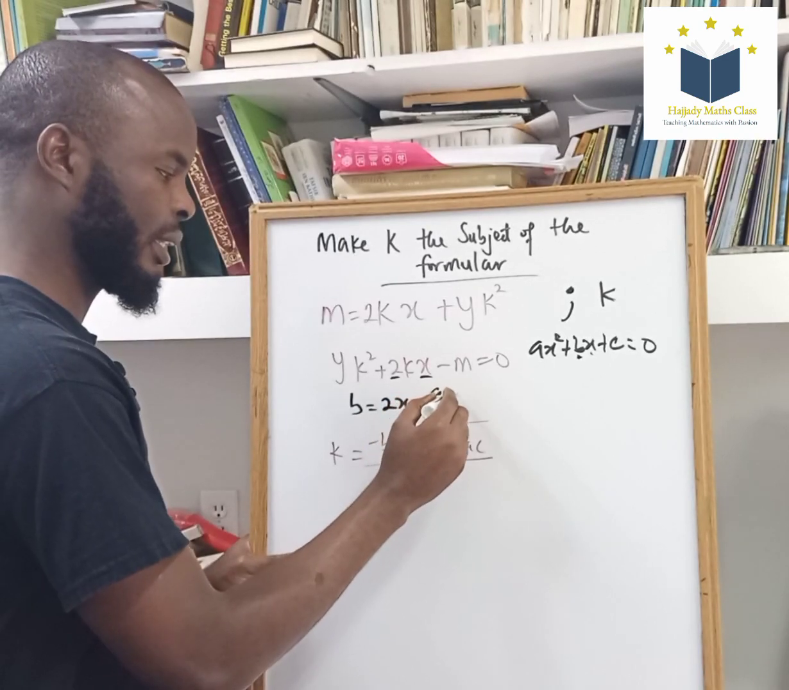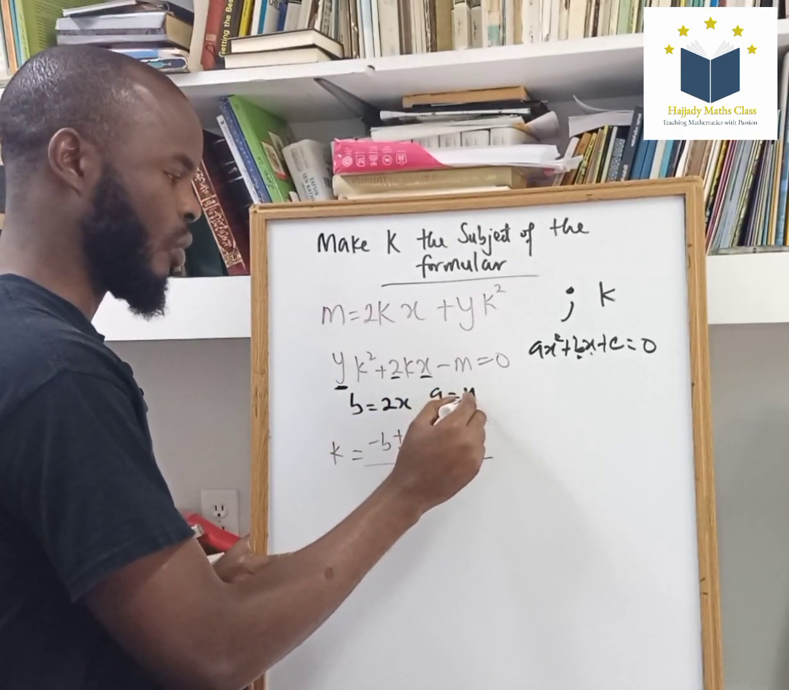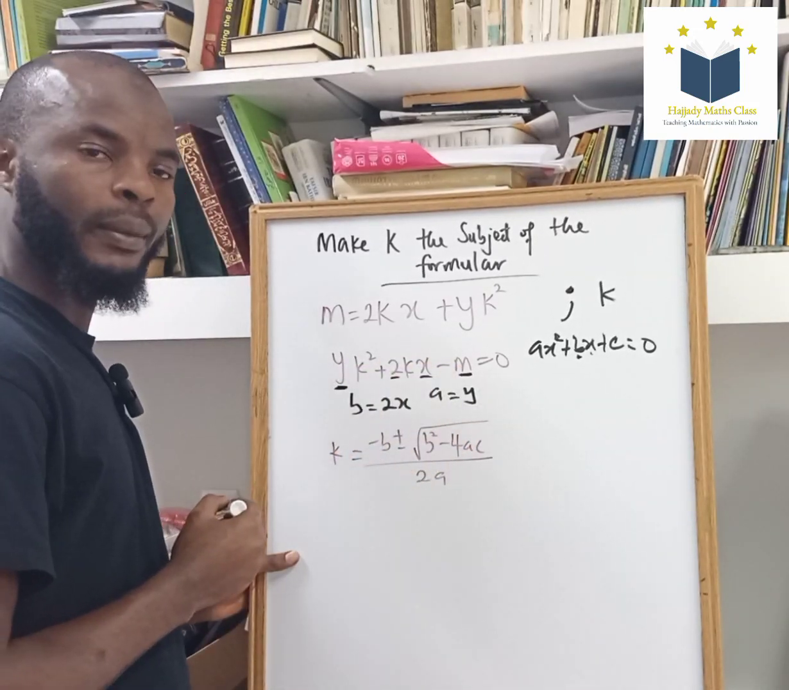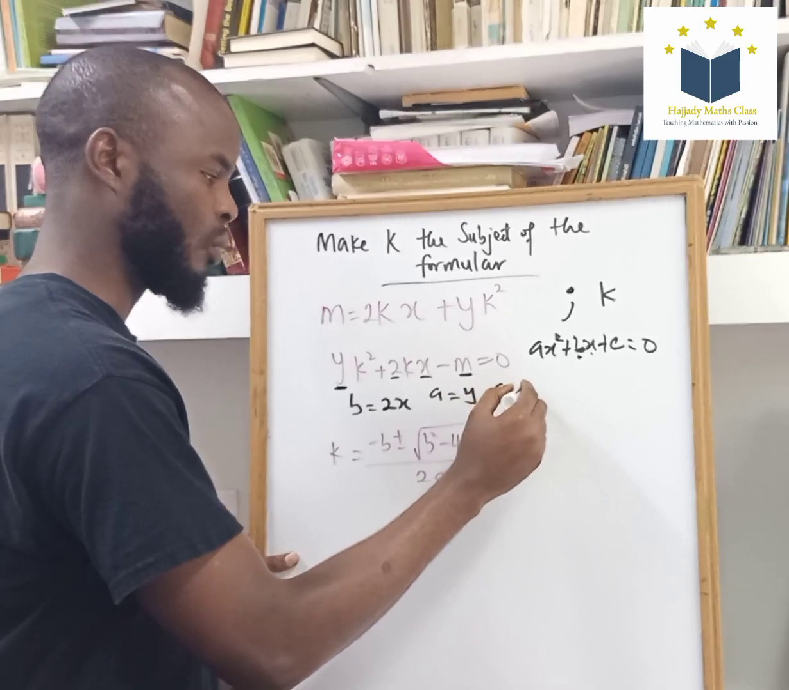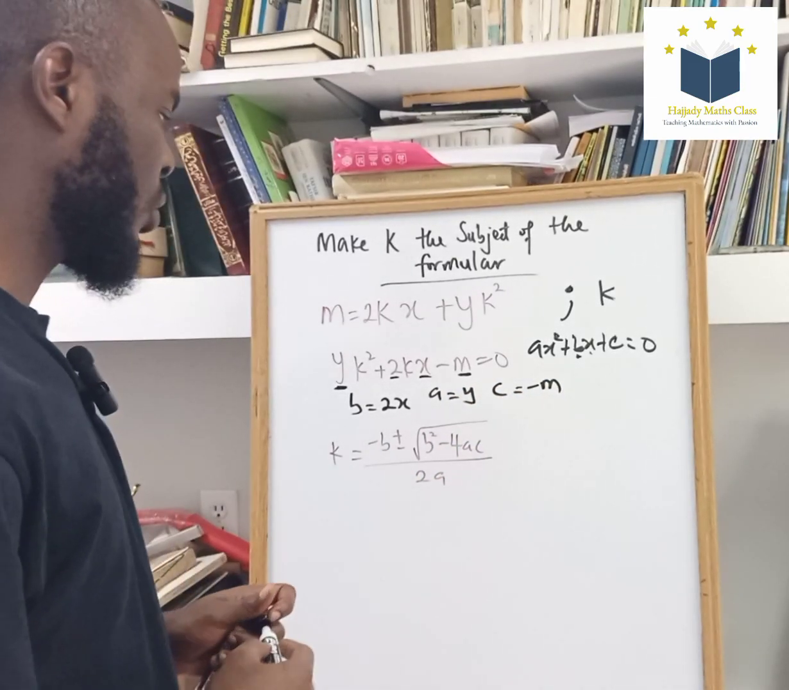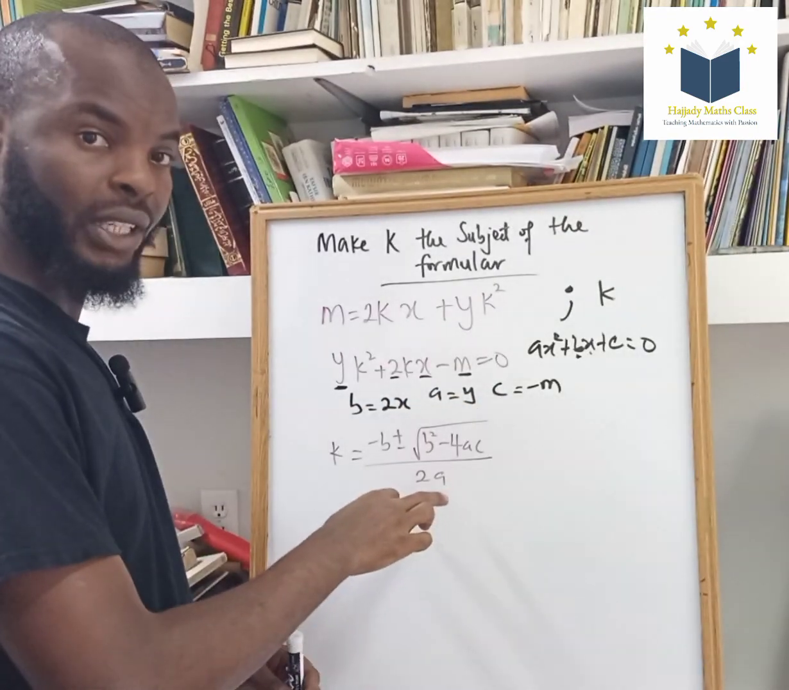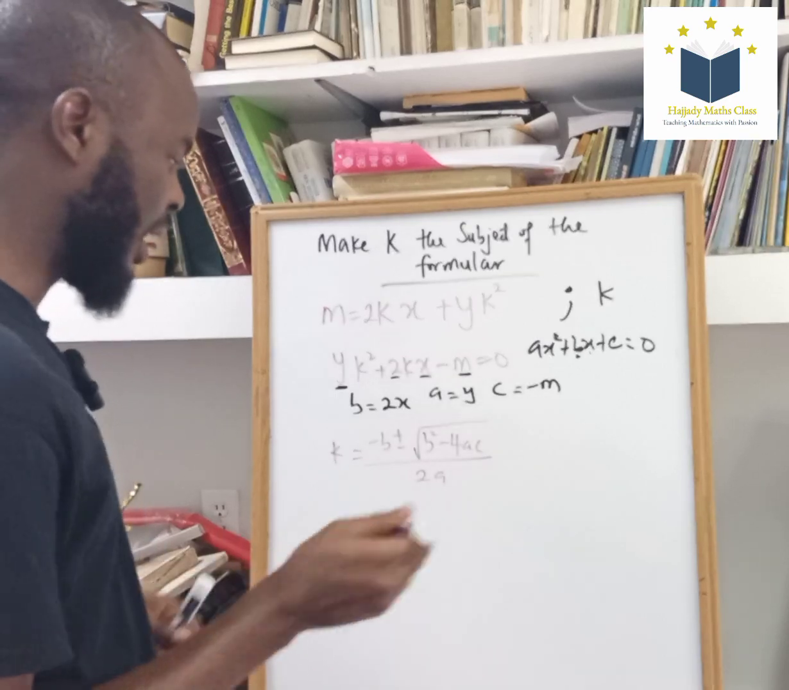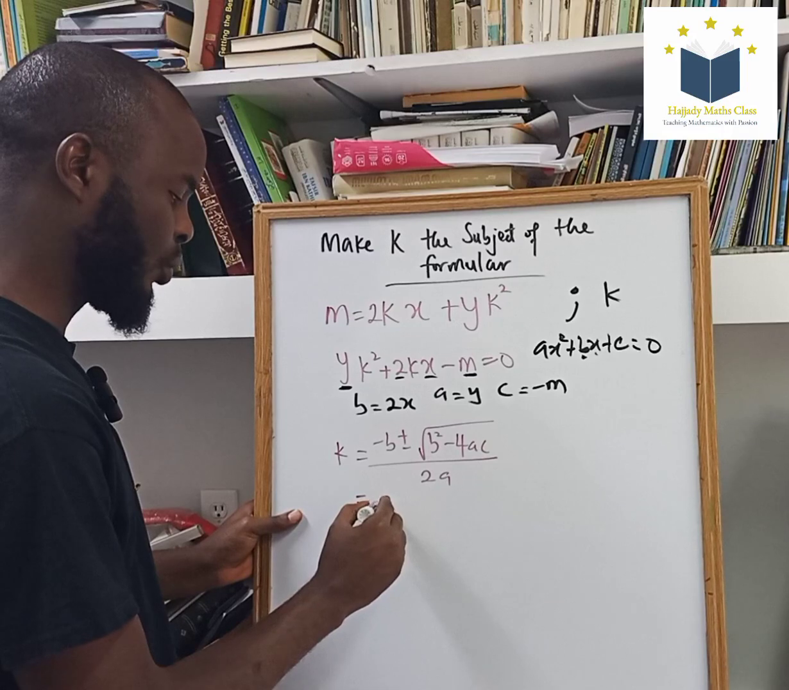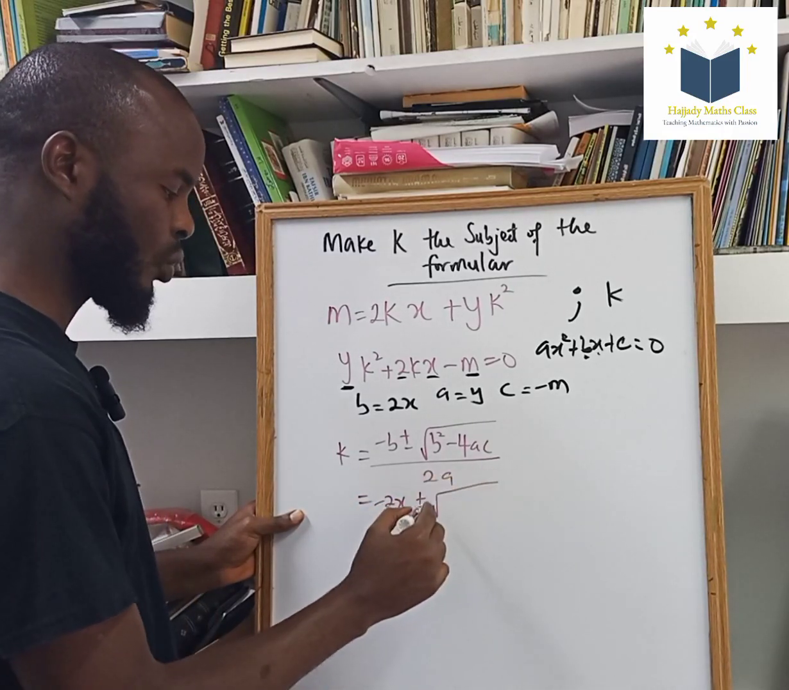So a is going to be the coefficient of k squared, which is y. And c is the constant term, which is negative m. Don't forget the sign. So we're going to plug in the values of a, b, and c into this general quadratic formula.